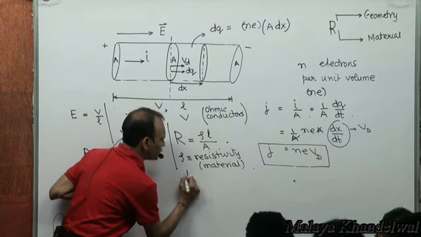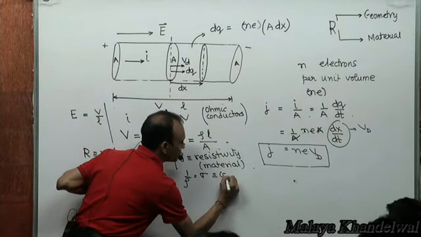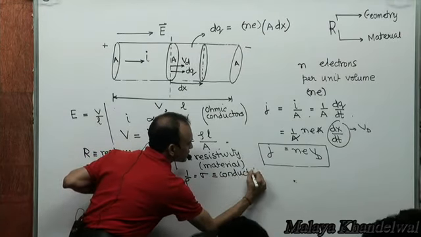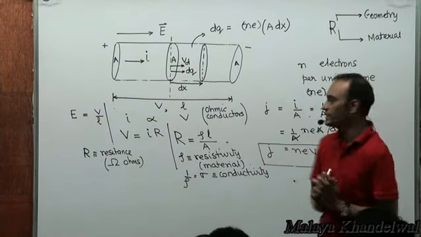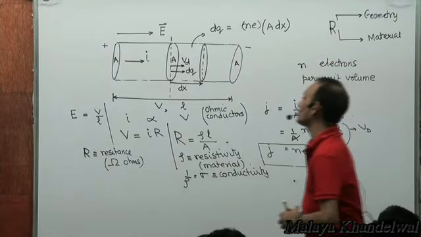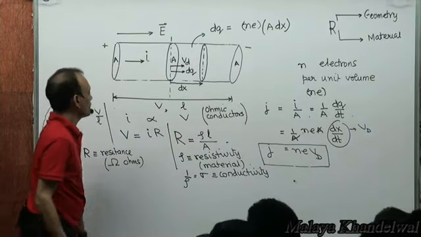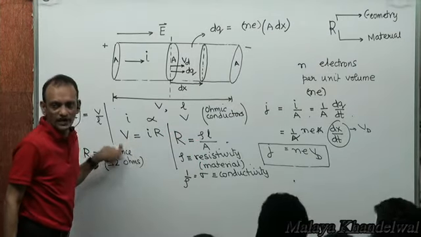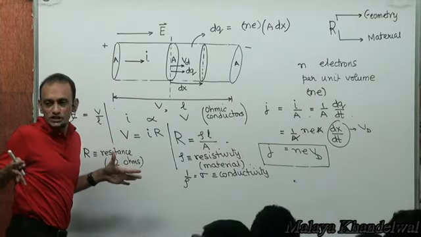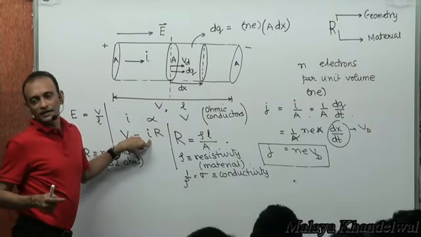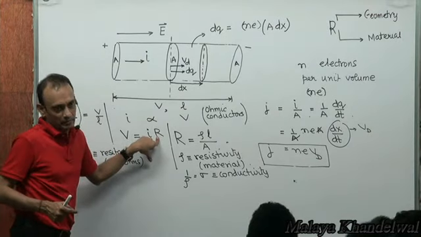And 1 by rho is denoted by sigma and is called conductivity of the material. Now, having said this, let's come down to this. Right? V is I into R. For an ohmic conductor under ohmic conditions at a constant temperature, V and I are linearly related. This is the resistance of the conductor that I am dealing with for the experiment.